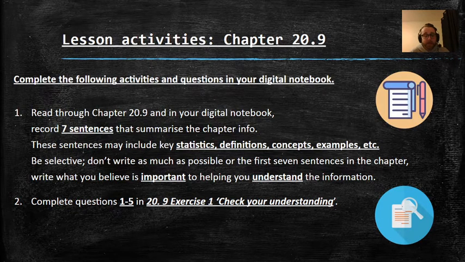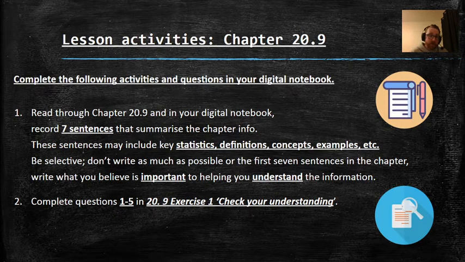So chapter 20.9 talks about the different types of work. So some of that information, again, should be familiar because we've gone over it in the slides: full-time work, casual, volunteer work, etc. Some of the information will be new. Some of the information hasn't been taught to you before. So I want you guys to read through chapter 20.9, and then in your digital notebook, I want you to record 7 sentences that summarize the chapter information.